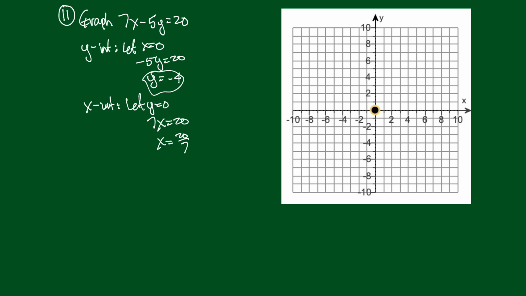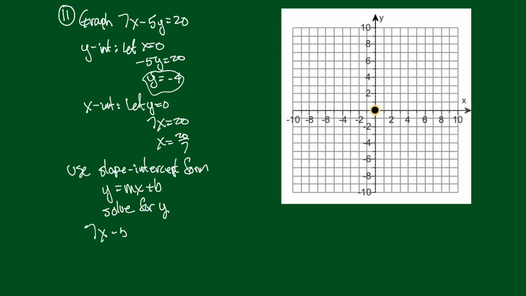So instead, if both of these numbers divide evenly into this, I'll use the intercept method. If they don't, then I'm going to solve for y and use the slope-intercept form. That is y equals mx plus b. So what we want to do is solve our equation for y. So here's our equation: 7x minus 5y equals 20.